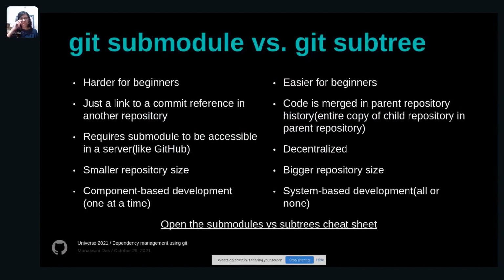So talking about the differences, I wouldn't say it's an exact alternative, but I'm just gonna run through the differences, whatever I noticed. Git submodule was a little bit harder for me to grasp, because I wasn't able to understand the git commit reference thing, but it just links to a commit reference in another repository, whereas in git subtree, the whole commit history of the child repository is completely merged into the parent repository.